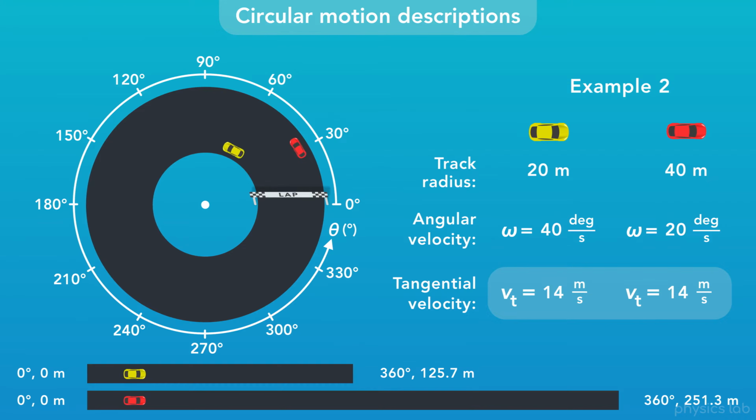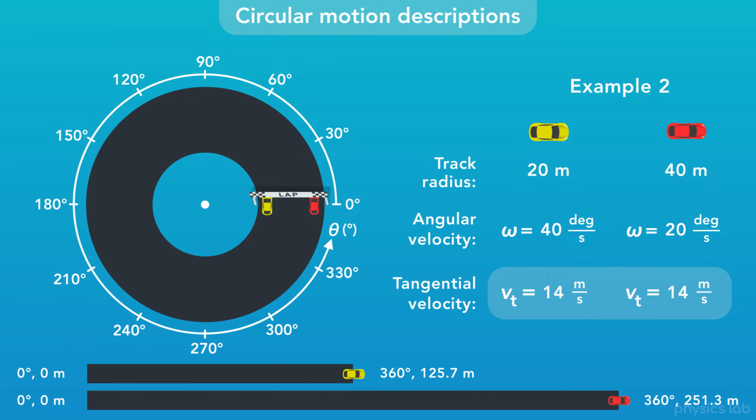This is why cars want to take the inside path or hug the inside of a curve during a race. If the two cars are driving at the same speed, the yellow car will complete a lap in less time because it's taking a shorter path. It's following the path of a circle with a smaller circumference.